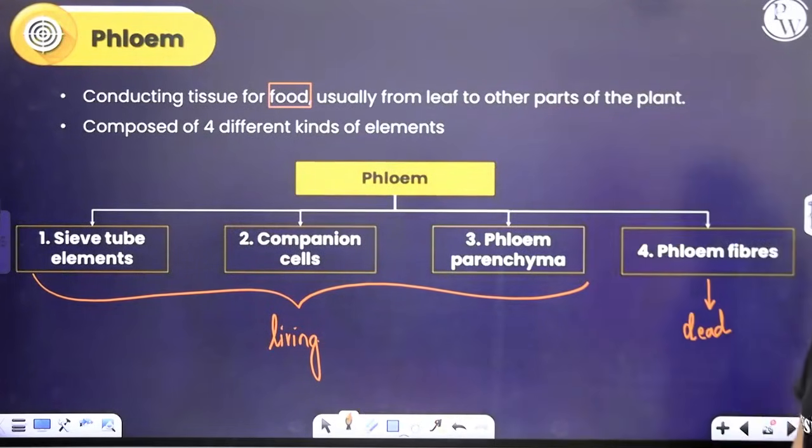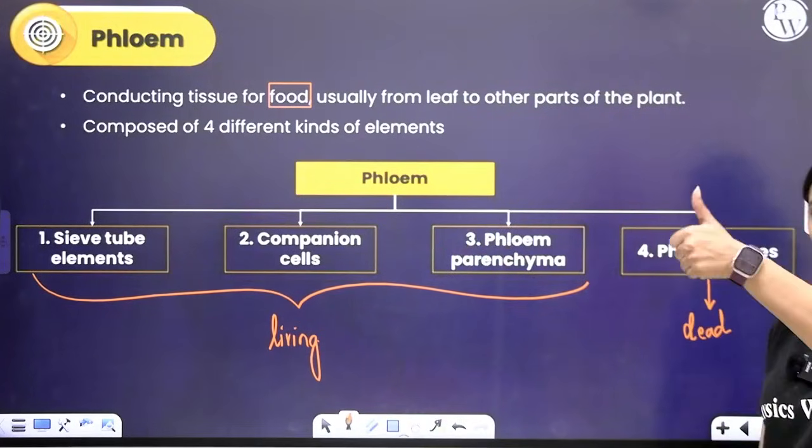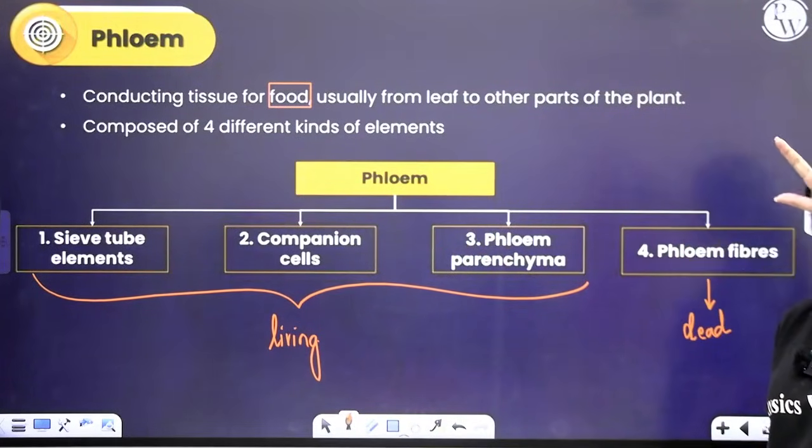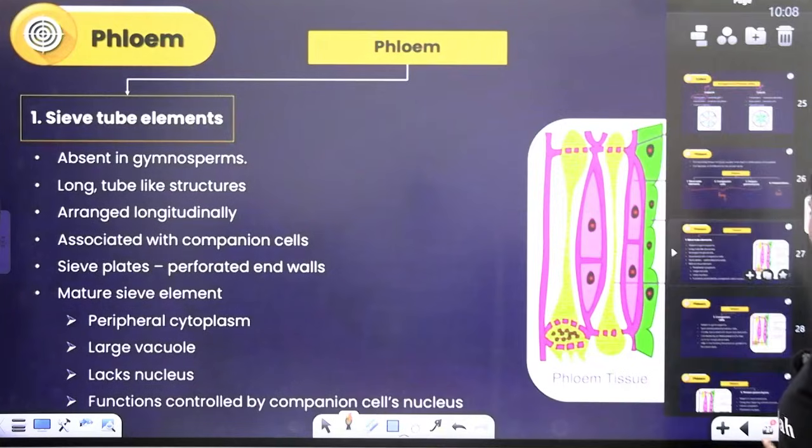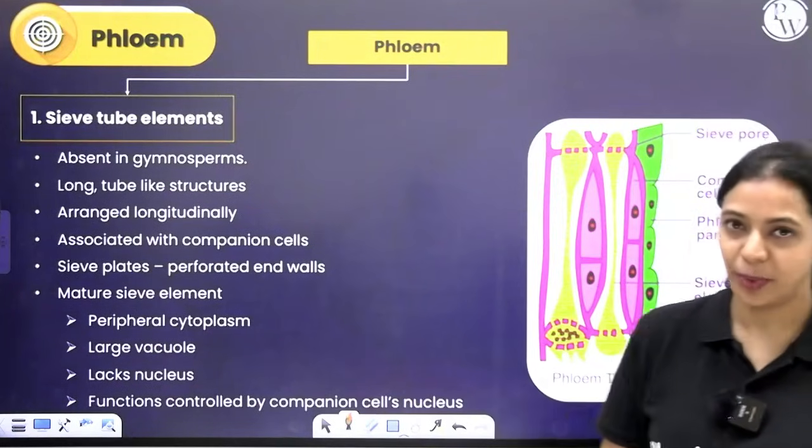We learn about each of these one by one, starting with sieve tube elements. What are the 4 types of cells? You have sieve tube elements, companion cells, phloem parenchyma and phloem fibers. Okay, so we'll talk about sieve tube elements first.